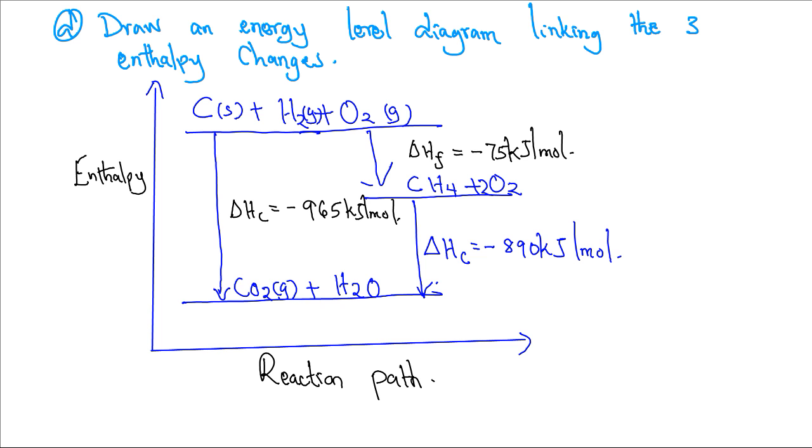That is the full illustration of that in the energy cycle diagram. And it has connected well all the three. The product here is 2 moles, very important to indicate that. Then oxygen automatically will be balanced if we have 2 there. Good. So that is the energy level diagram linking the 3 enthalpy changes.